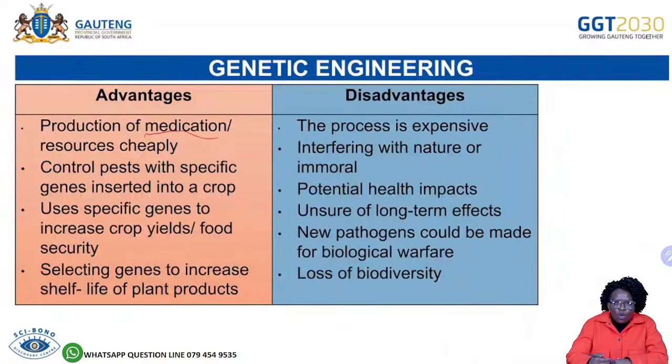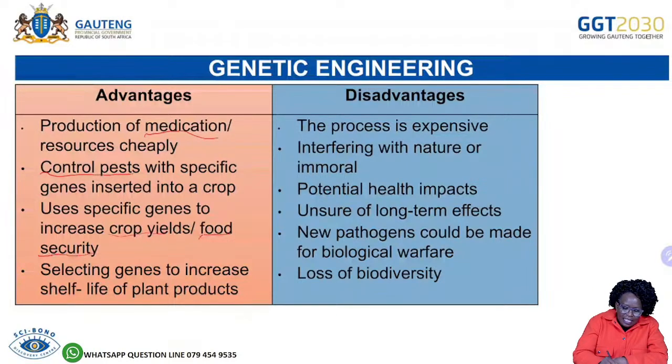And also the control of pests. You see, when we speak about controlling of pests, pests are able to be controlled with specific genes inserted into a crop. We are talking about crops. There are also other organisms that can be manipulated. And another advantage is it uses specific genes to increase crop yields, which now gives us what we call food security. You have learned about food security in grade 11. So you know that once we have got increased crop yields, it means that whatever is harvested, it's enough, and people will have enough food to survive or to live with.